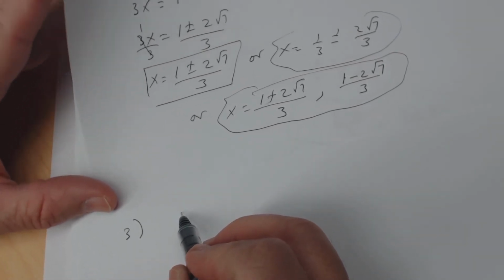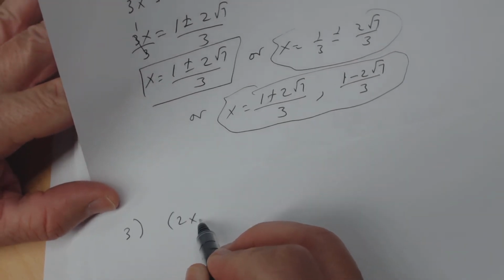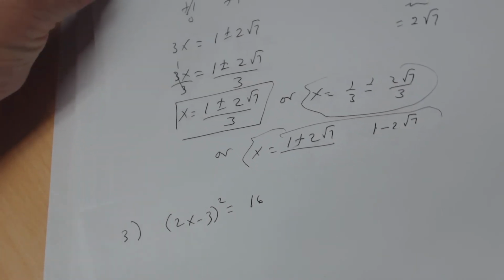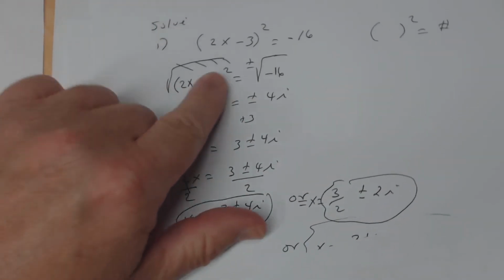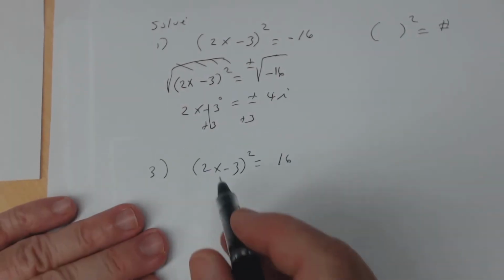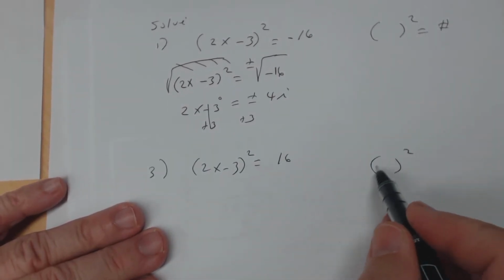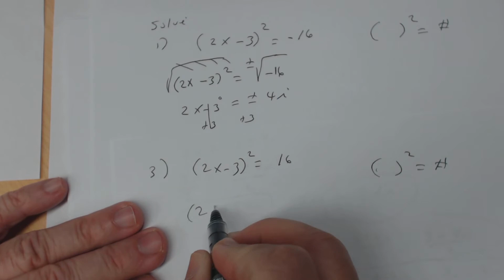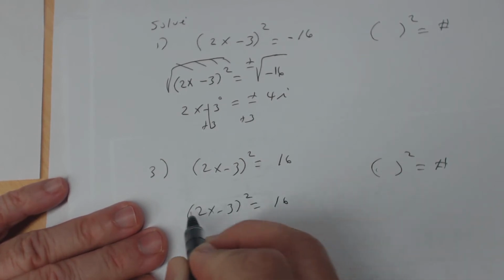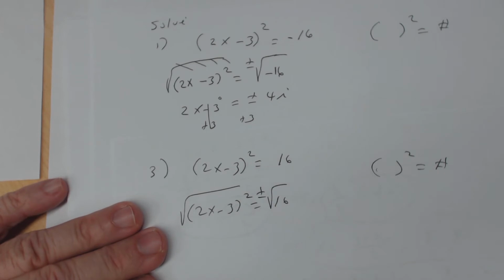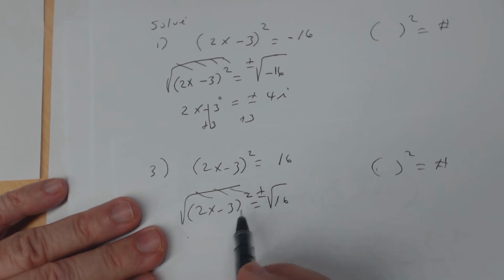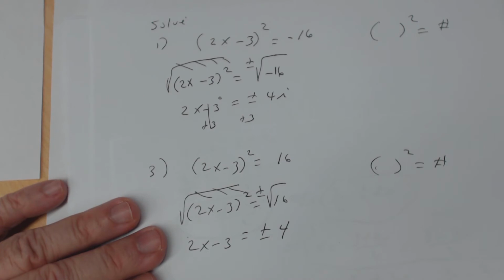So suppose we had 2x minus 3 squared equals a positive 16 instead. A while ago, in number 1, we had a negative 16. So it's of the form an expression squared equals a number, so I can go directly to the square root, taking the square root of both sides. Plus or minus, just like this. The square and the square root undo each other, so I get 2x minus 3 equals plus or minus 4.